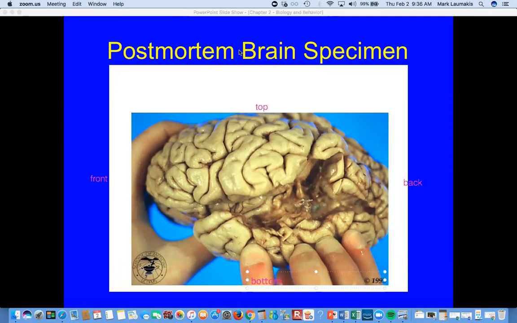Okay, the post-mortem brain specimen. What does this mean? Well, it's looking at a brain of someone who has died, right? That's what post-mortem means, after death. So after death, we look at this brain, and what we get is what's referred to as a gross examination. I'm not trying to be clever there in my wording. It's a gross examination, or a rough examination, of this brain.